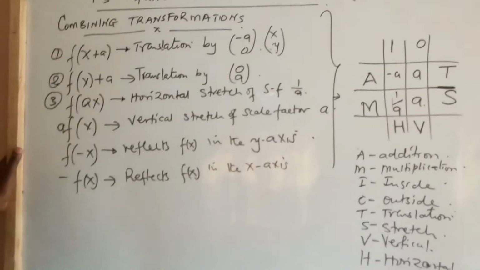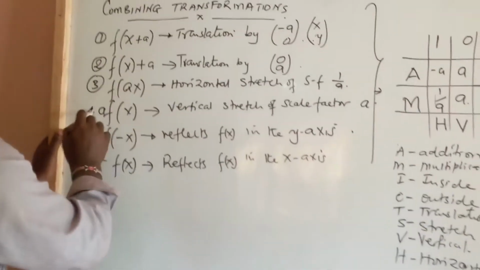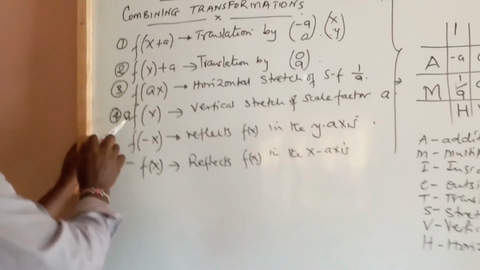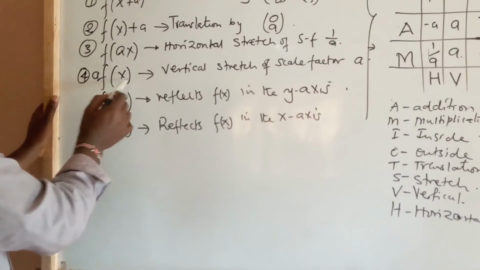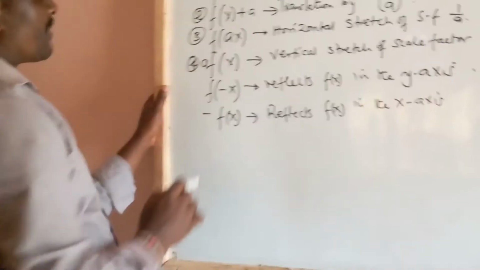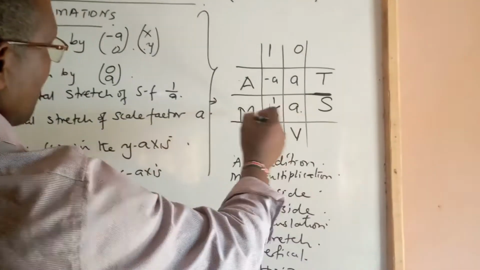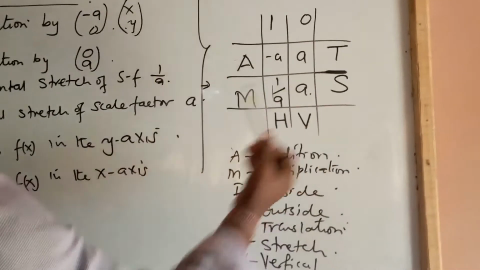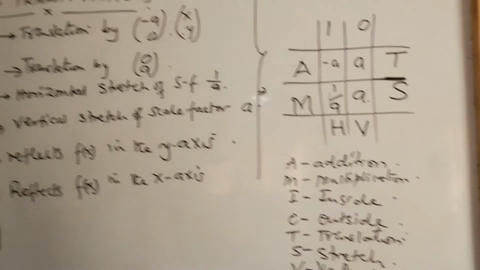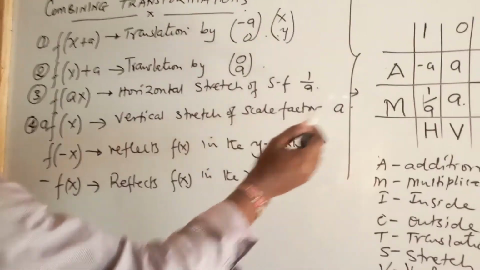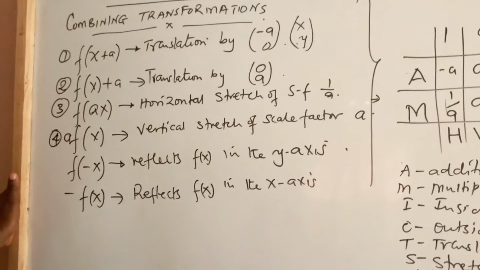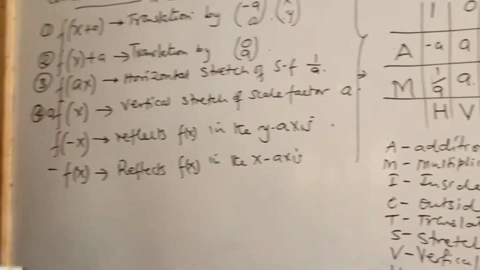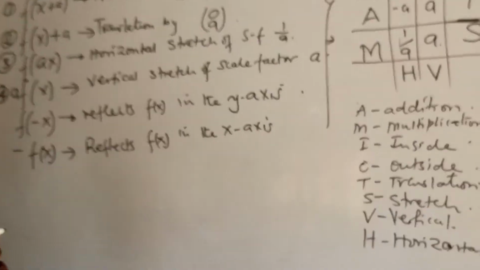That is multiplication inside. If you look at the fourth one, there is A, of course it is multiplied, but it is outside the bracket. So there's a multiplication, yes, and it is outside the bracket. What are we talking about? Multiplication outside means vertical stretch of scale factor A. It means all y values are multiplied by A.